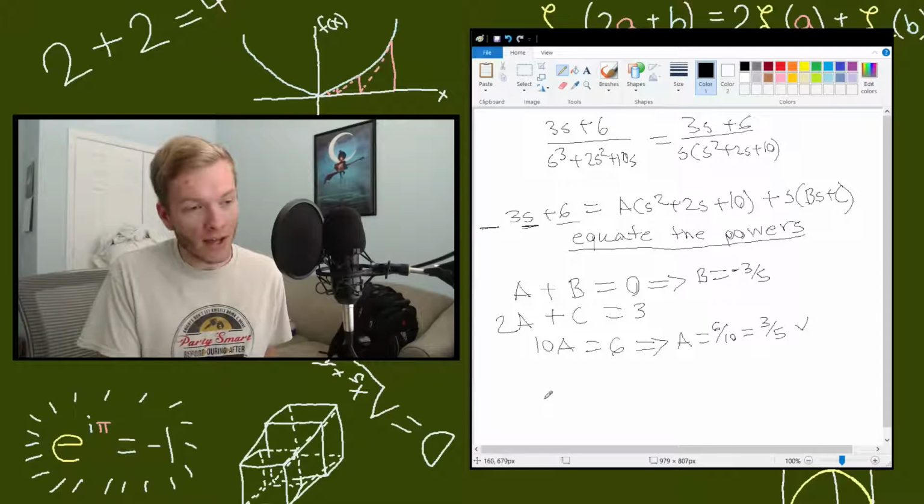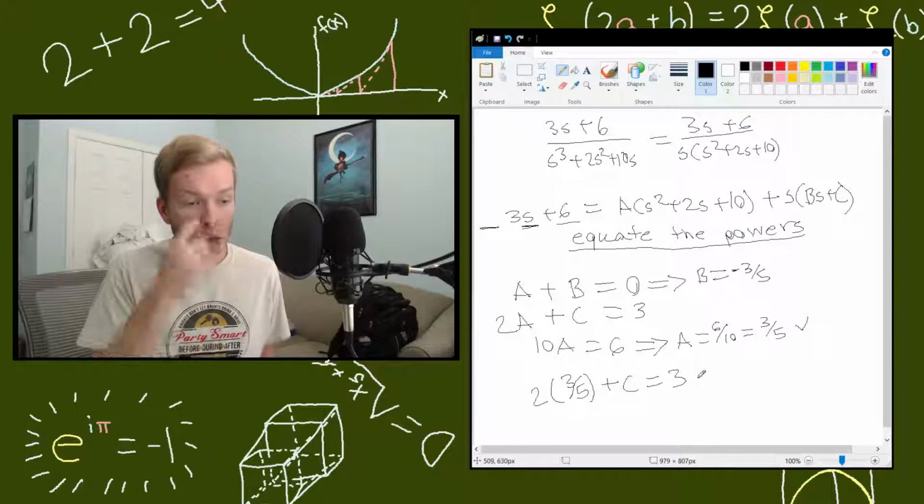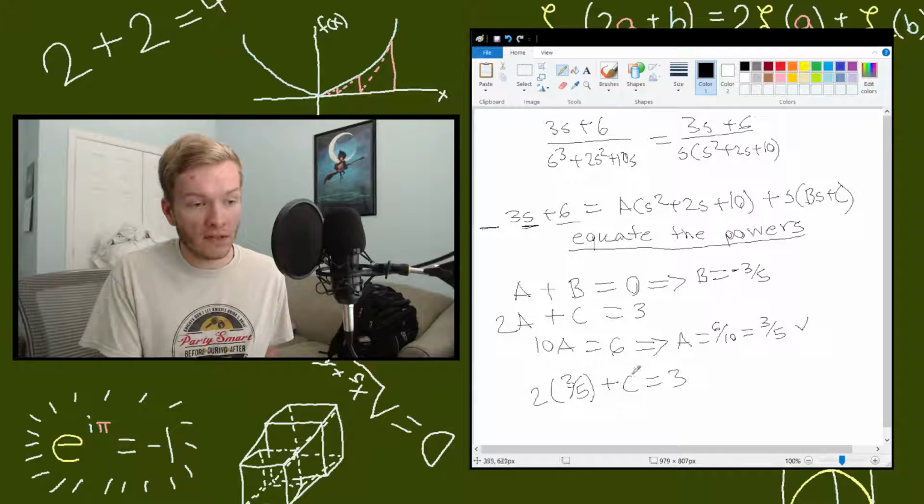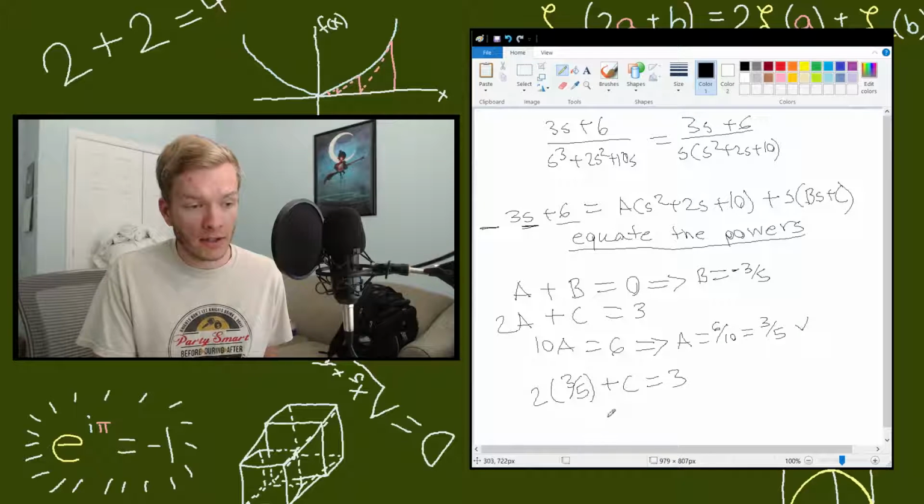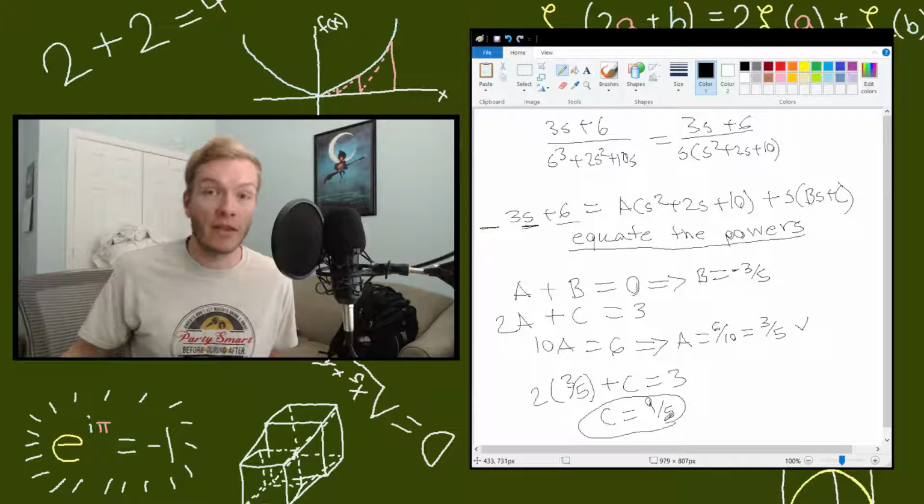So our 2a, 2 times 3/5, plus c is equal to 3. So we have 6/5 plus c is equal to 3. And then c is equal to, so 3 times 5 is 15, minus 6 is going to be 9. So that's going to be 9/5 is what C is equal to, and that does check out with the math I have in the book.